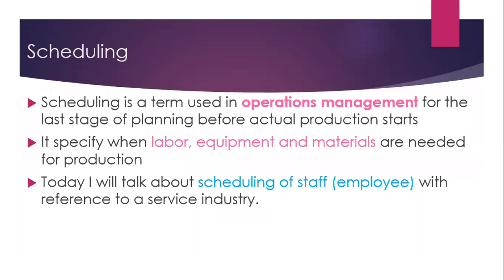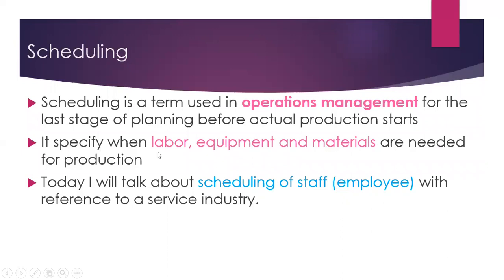Scheduling actually is a term used in operations management for the last stage of planning before actual production starts. In operations management, scheduling specifies when labor, equipment, and materials are needed for production.